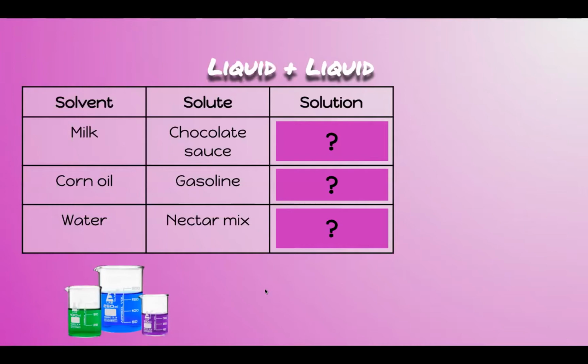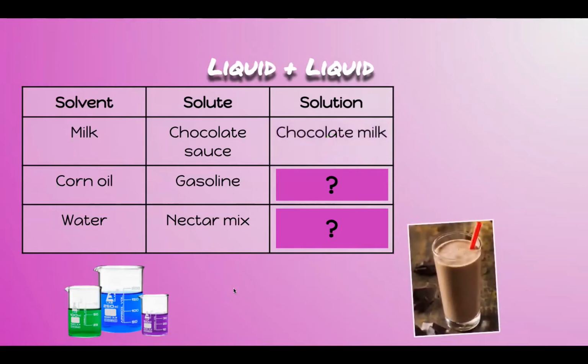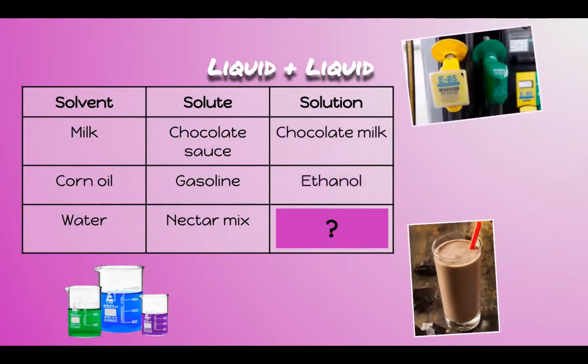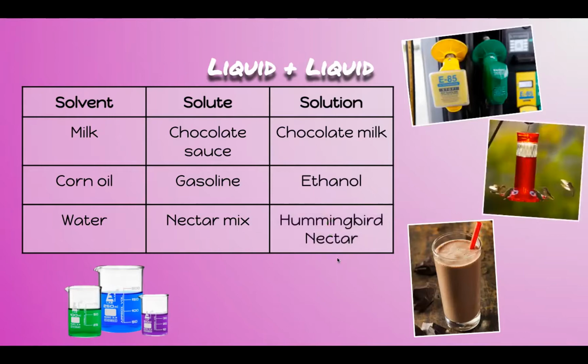All right, you can also make solutions with two liquids. So when you add chocolate sauce to milk, you get chocolate milk. When you mix gasoline with corn oil, you can make ethanol, that's fuel for our cars. And when you mix nectar mix, which is like sugar, food coloring, all these things, with water, you can make hummingbird nectar. I use those out here. I have a bottle of hummingbird nectar concentrate. That means it's really condensed, and I add water to it and it makes a lot of hummingbird nectar.